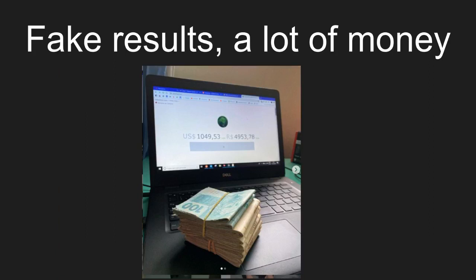Because any person can go to a browser and edit values, as you can see in this picture. You can edit fake results. You can show huge stacks of money bills, and that's how they cheat you, in order to convince you to join their fake course.